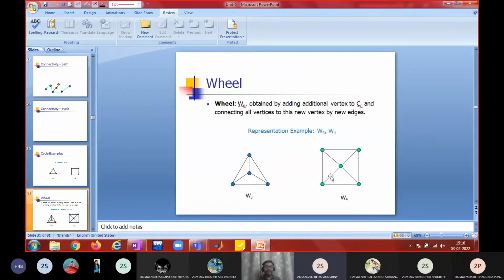And what is a wheel? If you are joining every element of a cycle with a vertex, then the graph so obtained is said to be a wheel. W1 is adding an additional vertex and connecting it with all other vertices. If you are connecting it with all the vertices in a cycle, that is said to be a wheel.